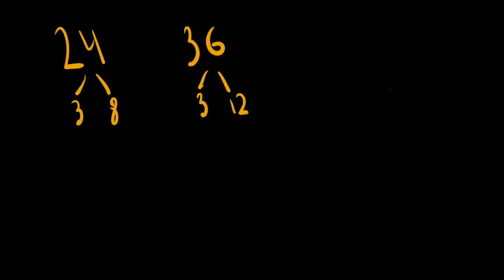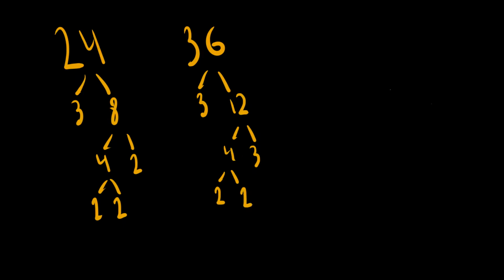Now, in multiplication, we're not limited to only using 2 numbers to get our product. We can use more than 2 numbers. So let's break up 8. So which factors do they share in common? Both numbers are divisible by 3.